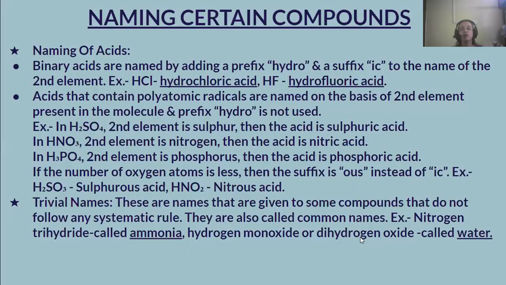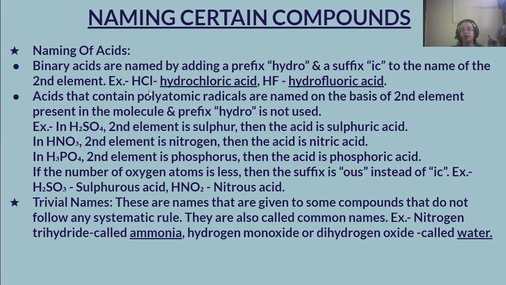Next is naming certain other compounds, like naming of acids. How to name an acid? Binary acids, which have 2 elements, are named by adding the prefix hydro and the suffix ic to the name of the second element.